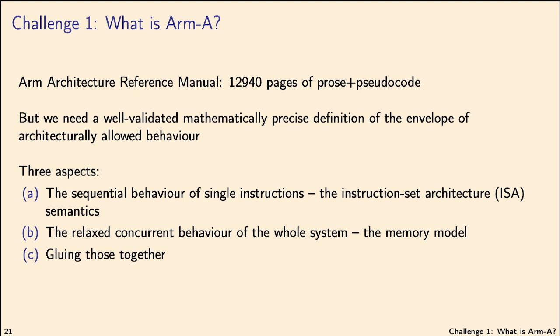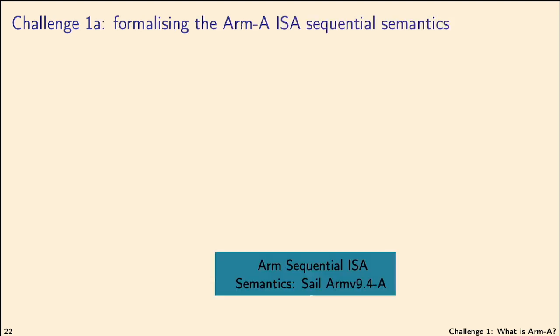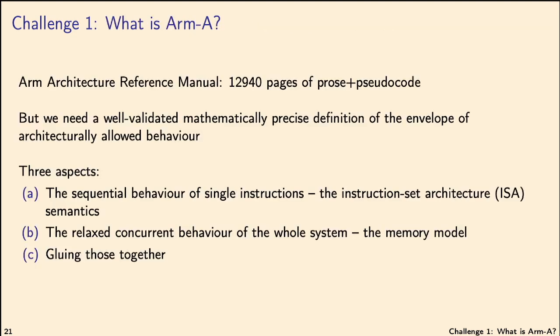So, first challenge, what is the underlying ARM semantics anyway? ARM will give you, on their web page, at the moment, 12,940 pages of prose and pseudocode. That's the spec. That is obviously not totally tractable in that form. So we need an honest mathematical definition of the envelope of architecture-allowed behavior. There are several aspects to nailing that down.